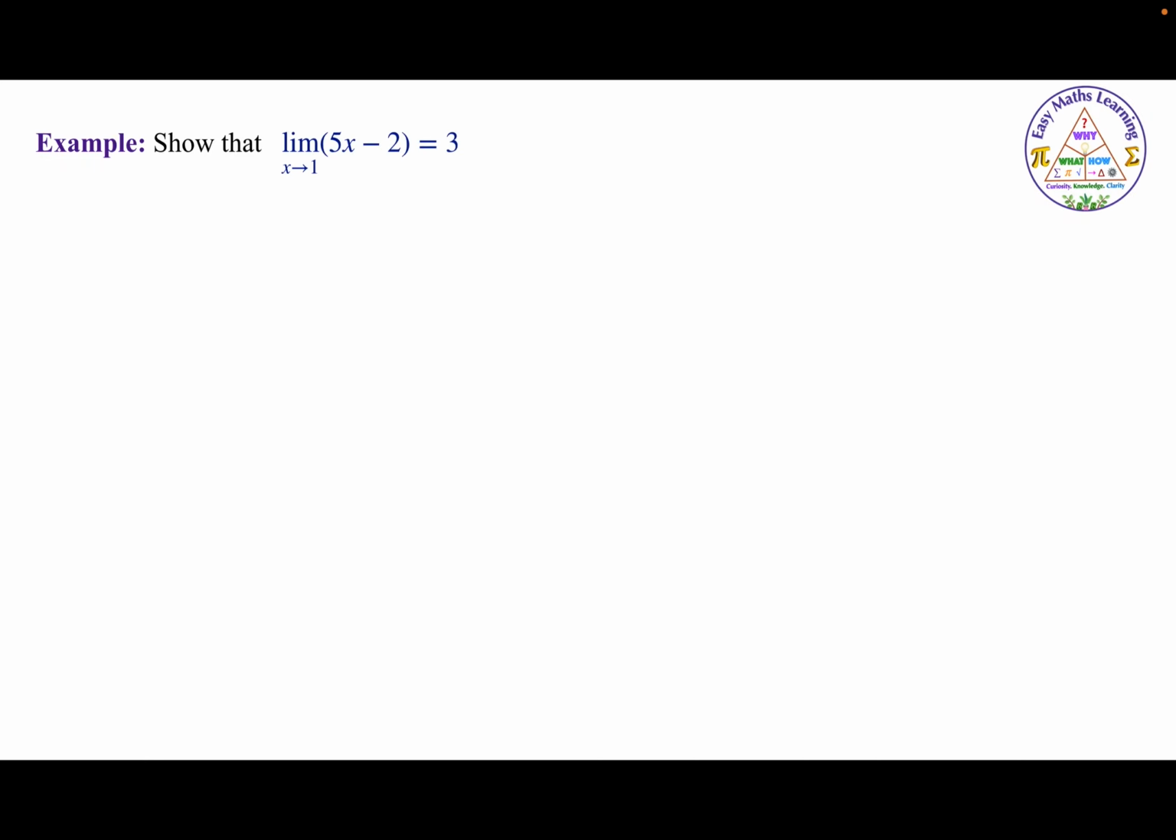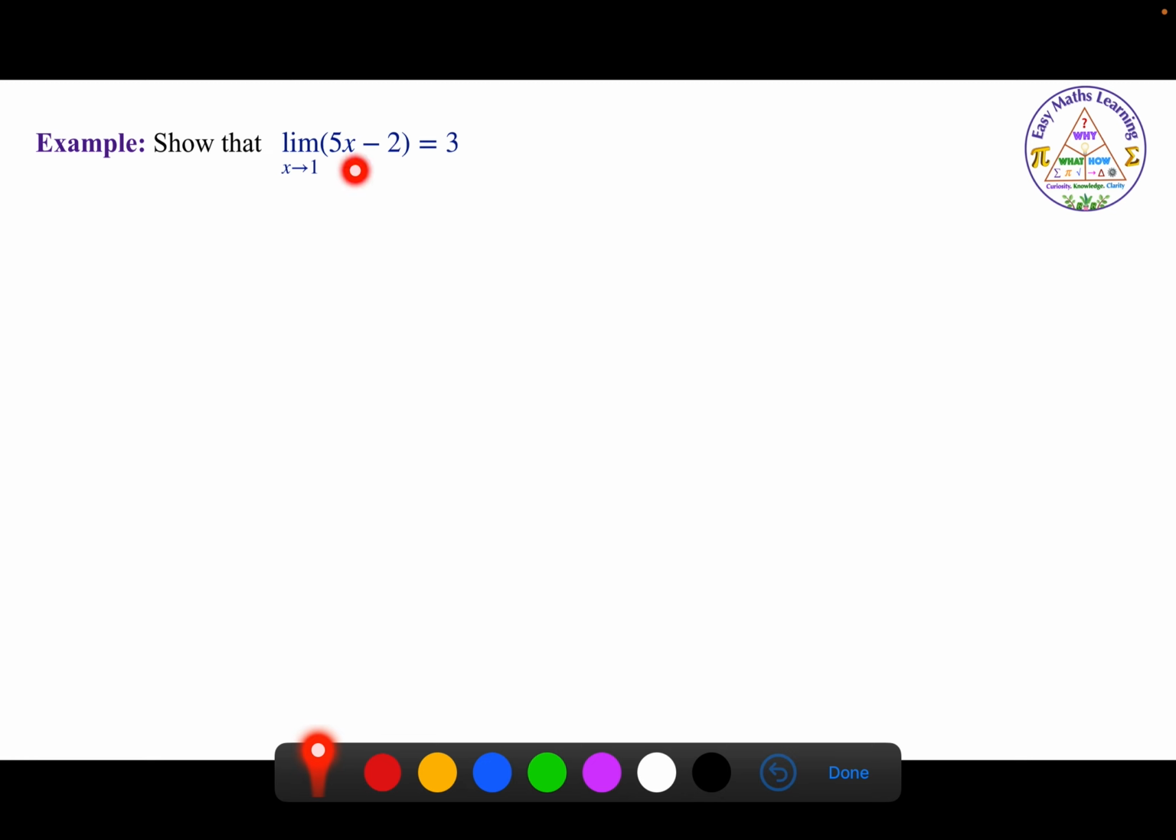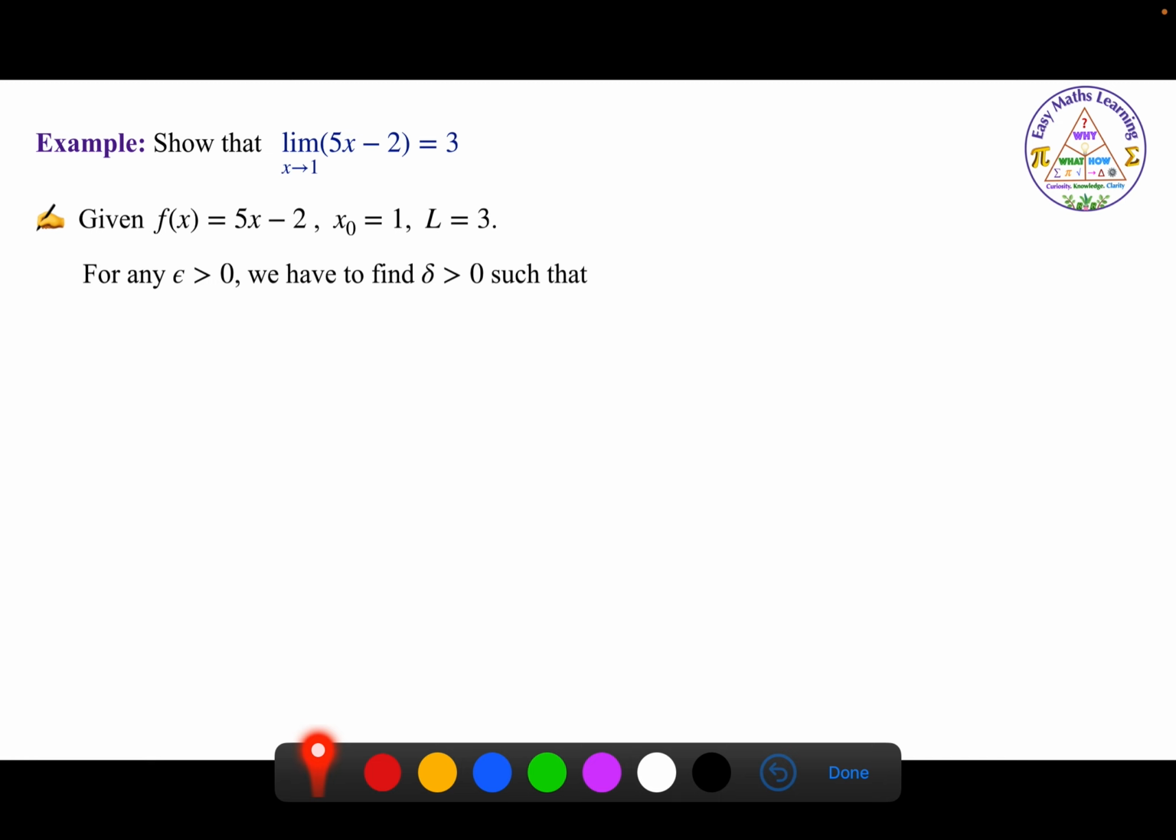Let's take an example. Show that the limit of the function 5x minus 2 is 3 as x tends to 1 using the epsilon delta definition. Here the function is 5x minus 2, x naught is 1 and the limit value is 3. To show the given limit, for any epsilon greater than 0, we have to find a corresponding delta greater than 0 such that whenever x lies within delta distance from 1, function values f of x lie within epsilon distance from 3.